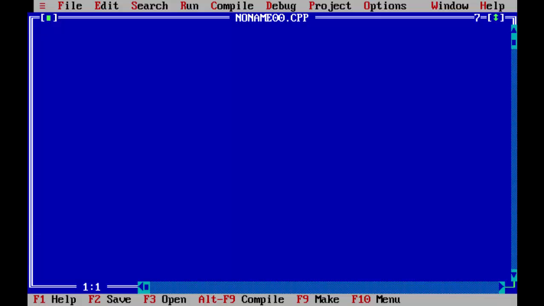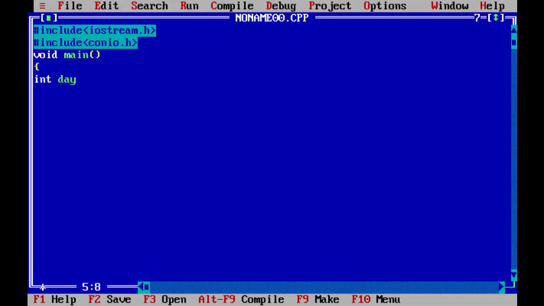So let's make a program under the if condition. Include iostream.h, include conio.h, void main, curly brackets. Integer will be day.